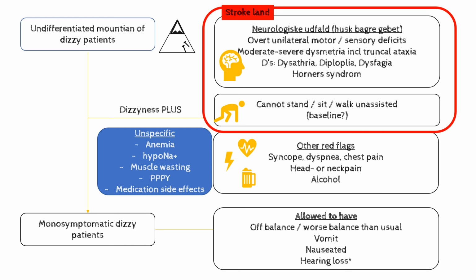Okay, so in summary, we have a mountain of undifferentiated patients in the ED. What we want to do is sort out the dizzy-plus patients, where you have stroke symptoms from the posterior circulation, and you also want to be really careful with the patients who cannot stand or sit, not just because of nausea, but because of maybe neurological causes. And it's important to do the truncal ataxia test, making them sit with their hands folded across themselves, and then see if they fall. Maybe give them a small push.